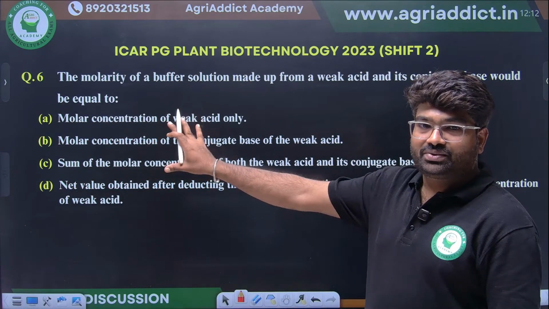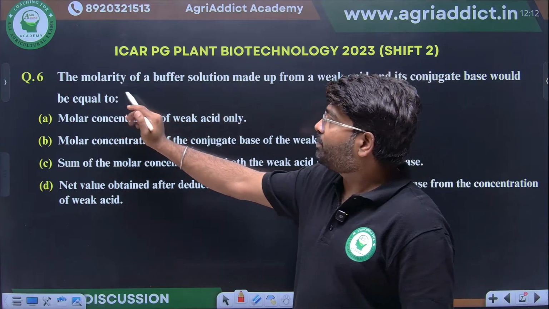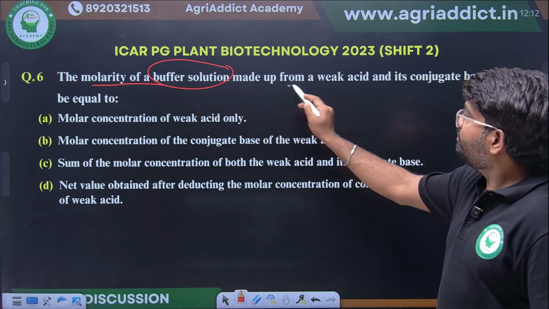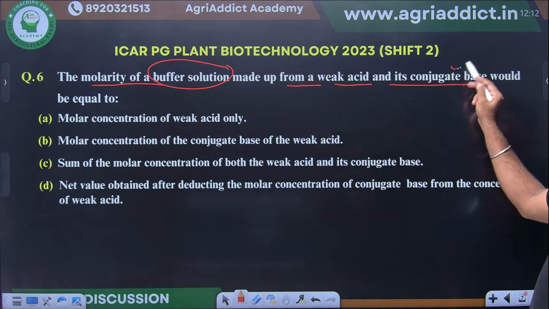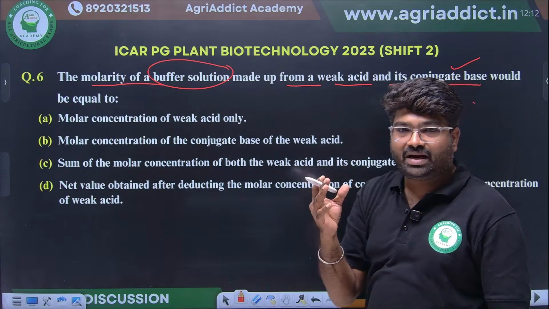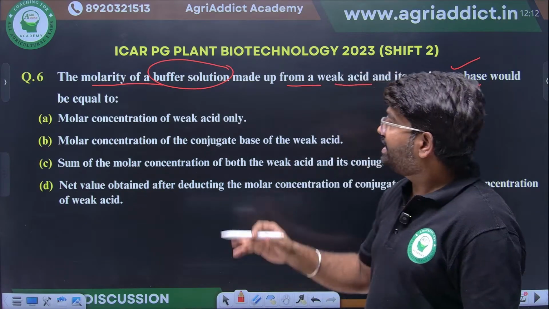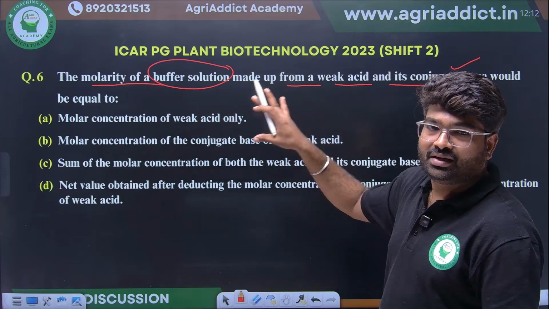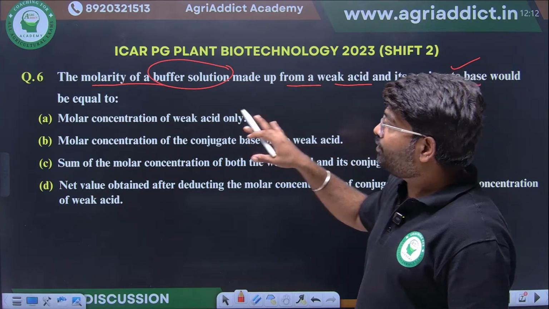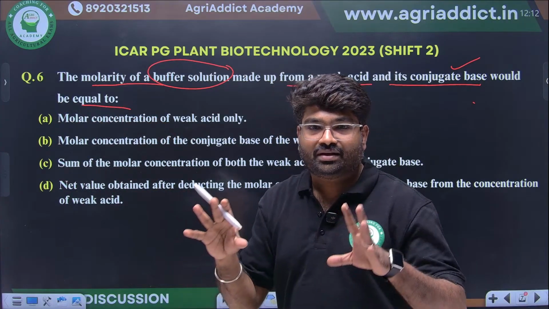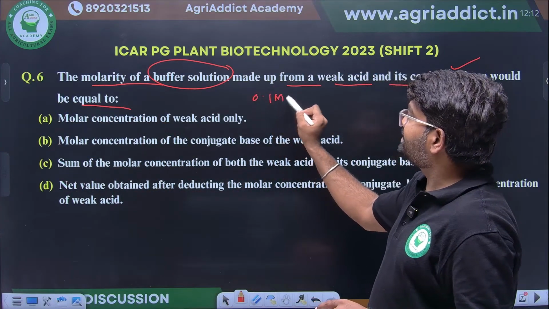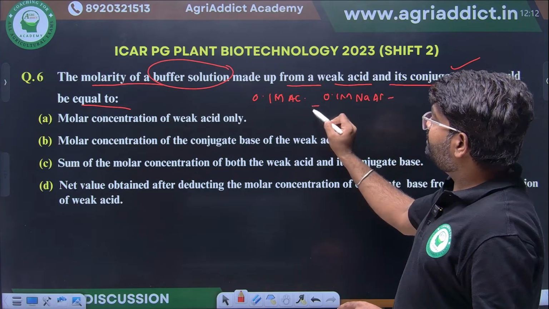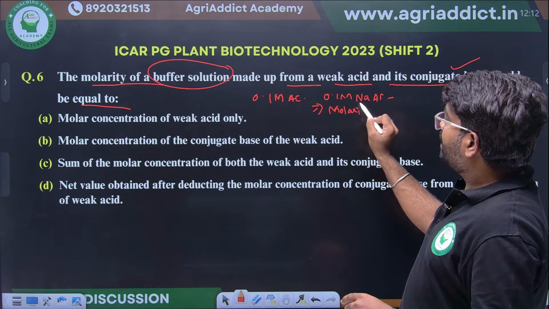You have to observe and solve properly. The molarity of a buffer solution, they are saying, is made up of a weak acid and its conjugate base. We know a buffer is made up of a weak acid and its conjugate base, but the molarity will differ for both. Now they are asking what will be the overall molarity if we take 0.1 molar acetic acid and 0.1 molar sodium acetate.